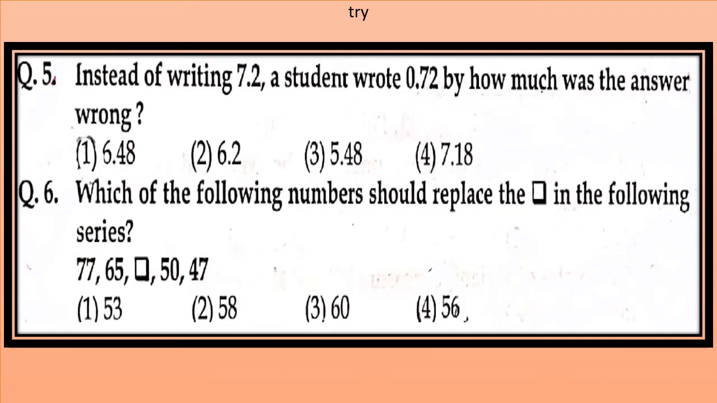Question 5. Instead of writing 7.2, a student wrote 0.72. By how much was the answer wrong? So instead of 7.2, the student wrote 0.72. You have to find the difference, by how much the answer is wrong.